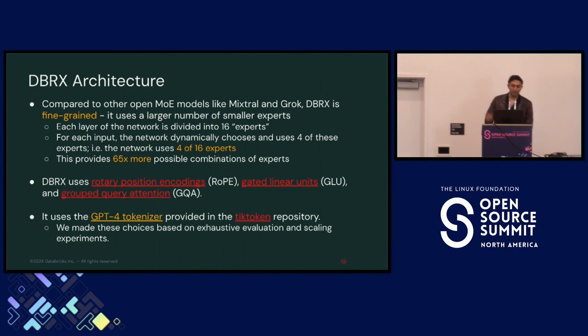So yeah, there are some details here. We use 4 of the 16 experts. There are a lot of combinations. There are a bunch of technical details around the kinds of encodings and linear units we use, and these are pretty interesting as well. For folks who are interested in this area, I definitely recommend diving into our white paper on the model, where we go really deep on why we used gated linear units, grouped query attention, and things like that. And the tokenizer we use, the thing that converts words into tokens, is just the GPT-4 one, because we want it to be easy for people to transition from closed source models to open source models.